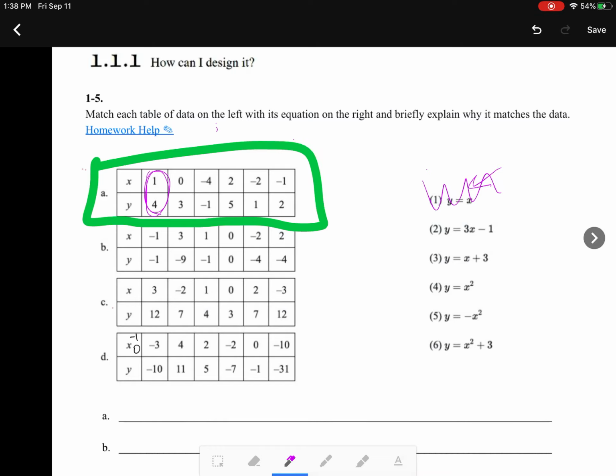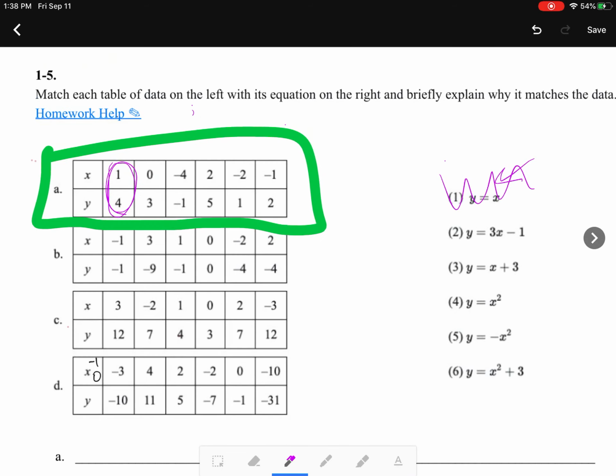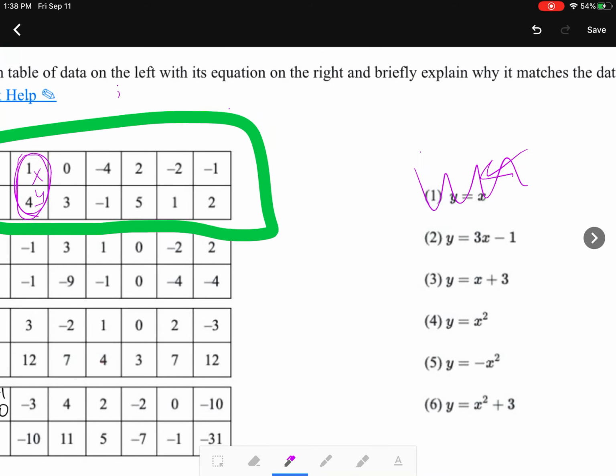So now let's take a look at equation 2. Let's use our 1 as our x value and our 4 as our y value, just like it says in the chart. And let's see if it's true when we plug it into this equation here for 2. So y is 4 equals 3 times x, which is 1, minus 1. So 4 equals 3 minus 1. That would give us 4 equals 2, and that is not true. So that equation is not going to work for the first graph. So then let's try another one.